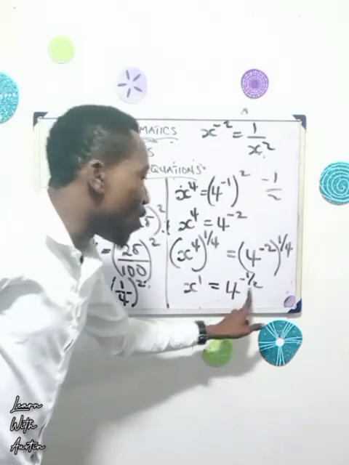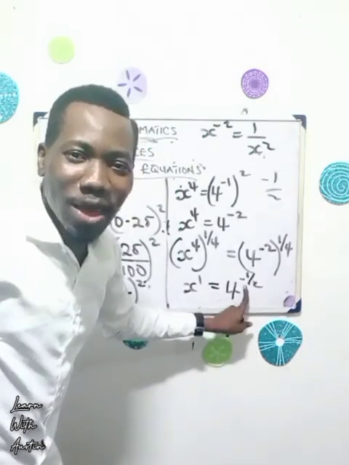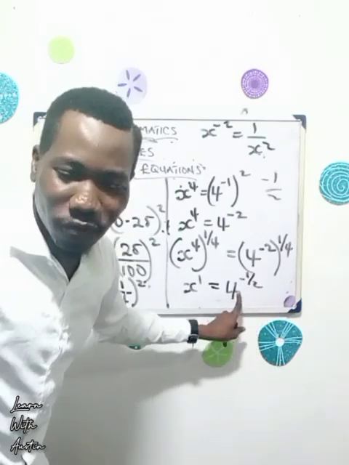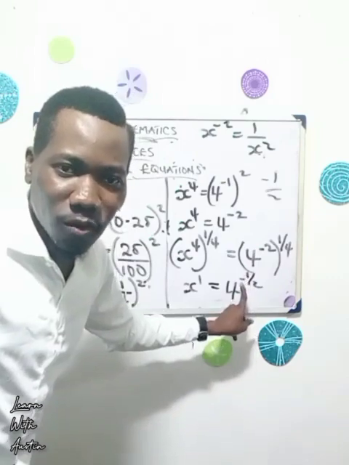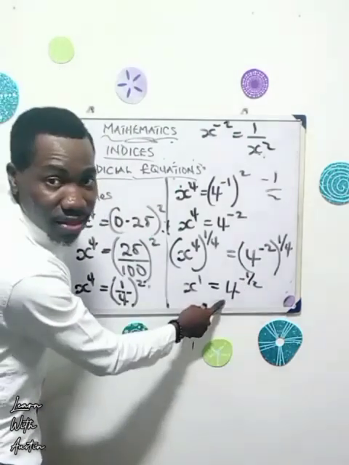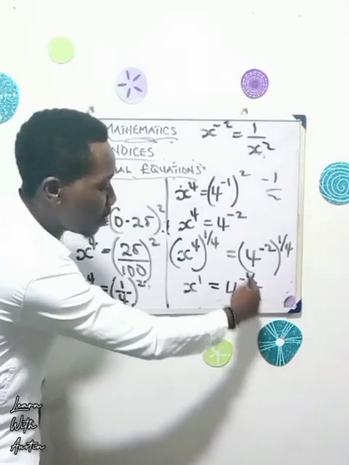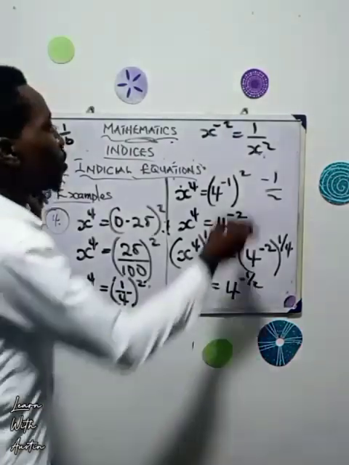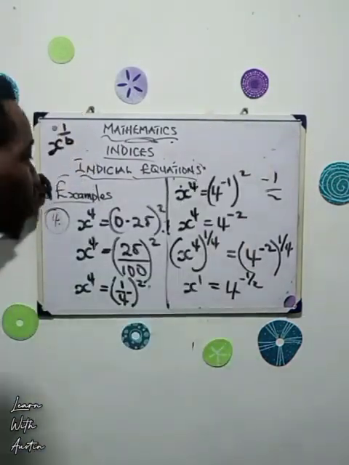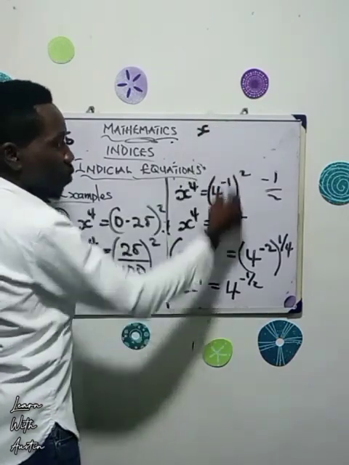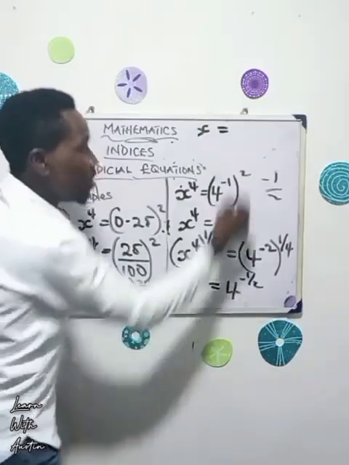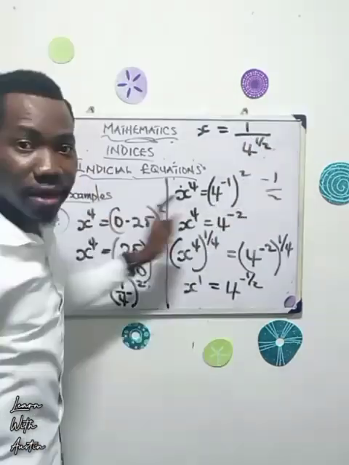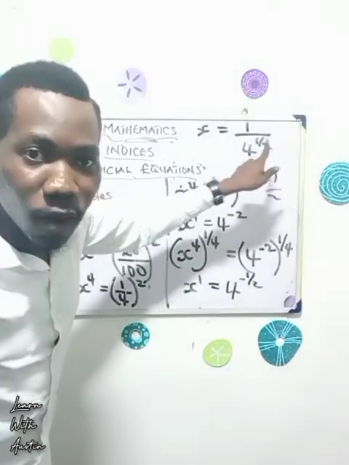There are 2 rules we are going to apply here: one for the negative index and the other for the fraction. Let's take it one at a time. Let's solve the negative index first. We are going to reciprocate this, and for the fraction, we will get the square root of 4. So x raised to the power 1 is x, equal to, the negative index becomes 1 over 4 raised to the power of 1 over 2.